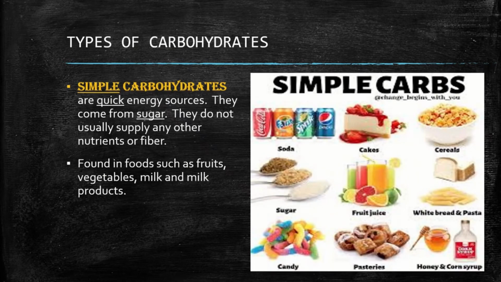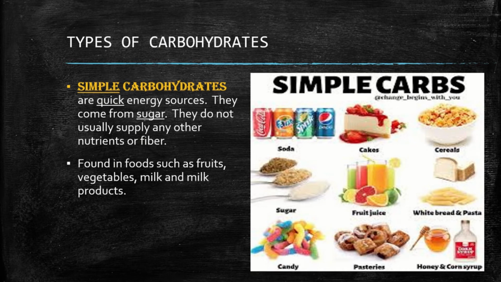Now we go to the different types of carbohydrates. There are 2 types. First one is simple. Now, simple carbohydrates are quick energy sources. Ibig sabihin, madali siyang i-digest ng katawan natin. They usually come from sugar. And they do not usually supply any other nutrients or fiber. As in, pure carbohydrates lang siya, purely intended as an energy source.